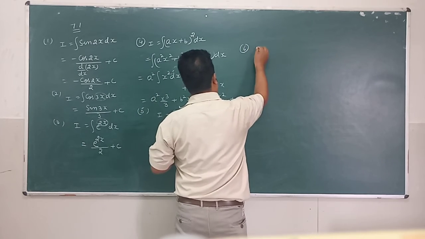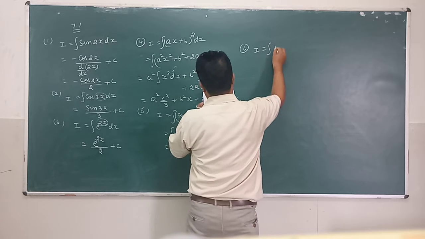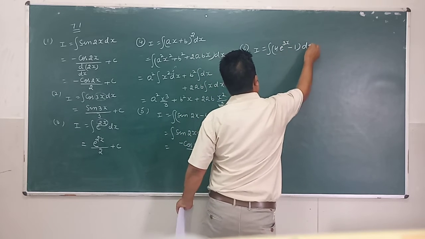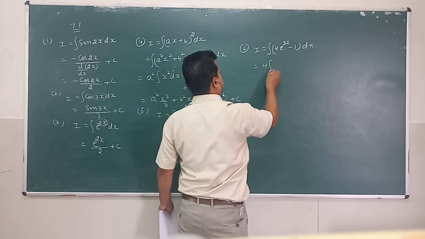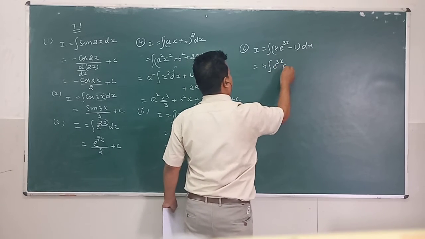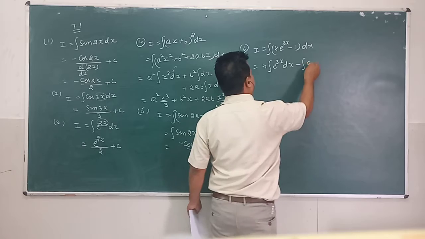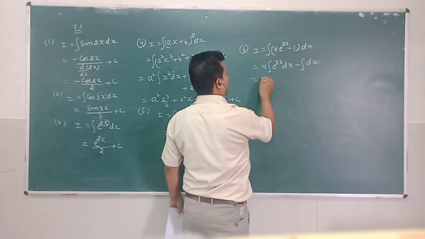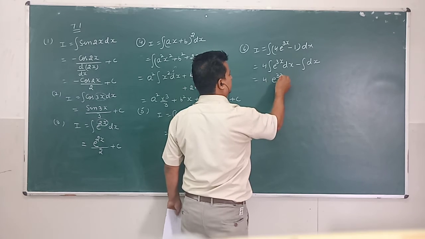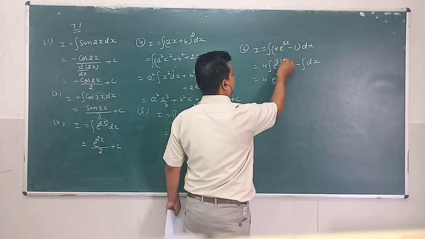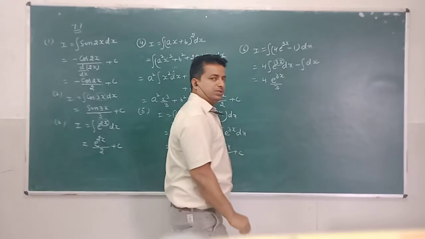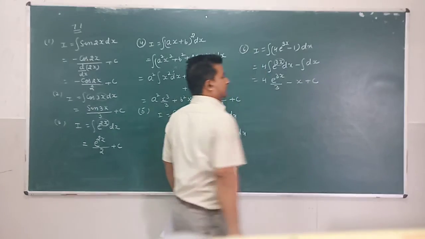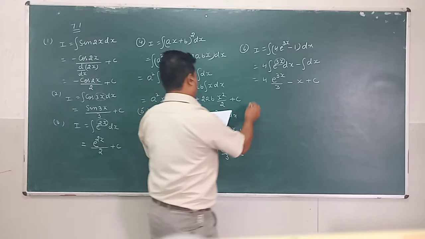In the sixth question, I is equal to (4 e power 3x minus 1). When we multiply dx, it becomes 4 e power 3x dx minus dx. As we know, integration of e power 3x is e power 3x divided by the derivative of this power, which is 3, and integration of dx is x. This is the integral of this question.